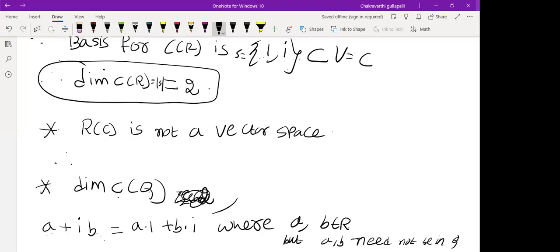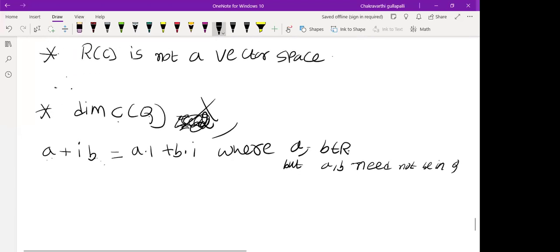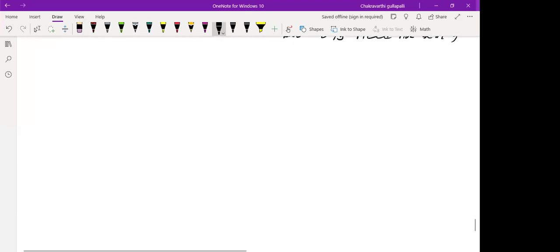Because every real number may be rational, or it may not be rational. They may be rationals or irrationals. According to the definition of a complex number A plus IB, where A and B are real, but every real number need not be rational. So we cannot say A, B are in Q. So we cannot apply this concept here. It is not 2. Don't write 2. We will discuss it later. That is, Q over Q is 1.